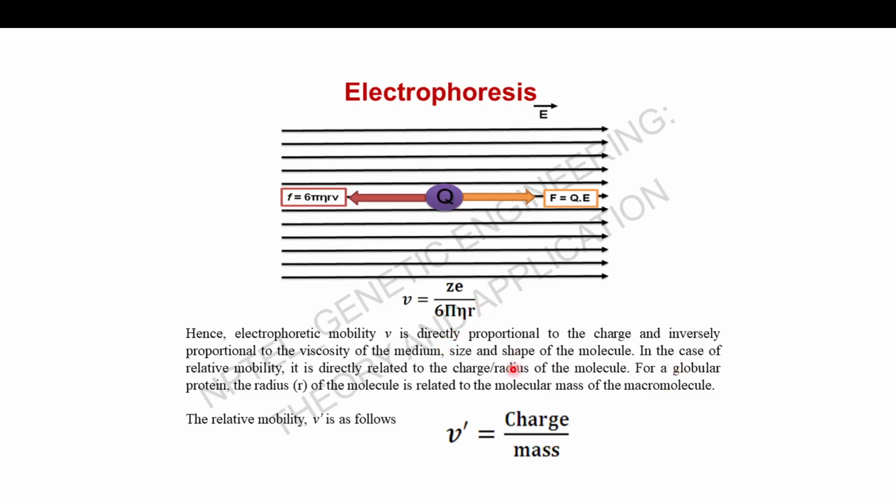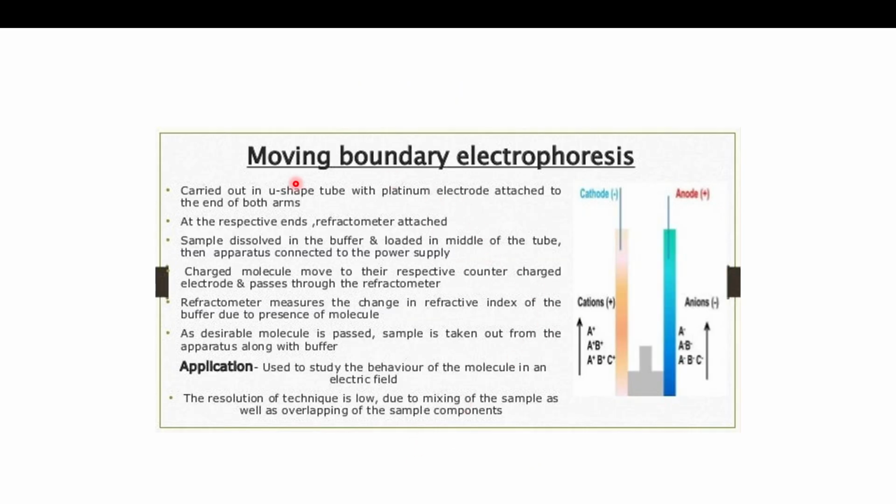In the case of relative mobility, it is directly related to the charge by radius, that is, Q by R of the molecule. Now if we talk about a globular protein, the radius of the molecule is related to the molecular mass of the macromolecule. Now there's something called moving boundary electrophoresis. This is carried out, like eventually when we came to today's very commonly used electrophoretic methods, there were different kinds of other electrophoretic methods.